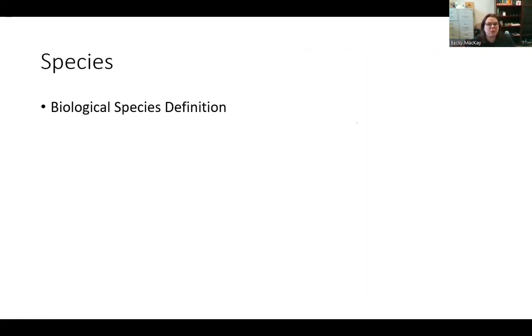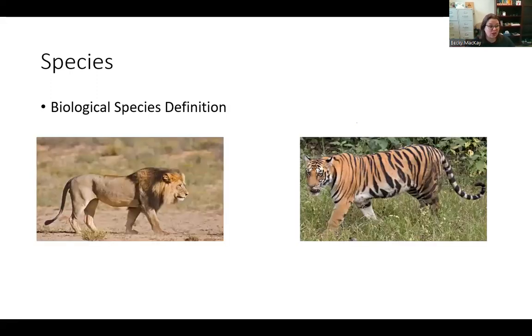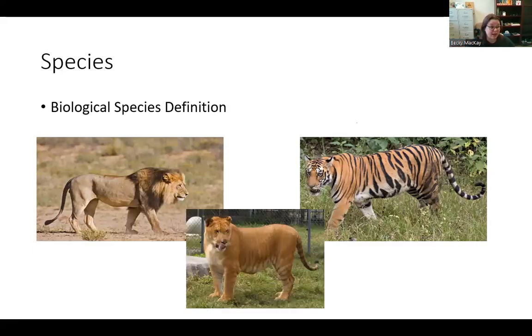So species, what does that mean? The most common definition of species that's given is what we call the biological species definition. That is where you have 2 individuals that can mate and reproduce and their young are viable, then they are the same species. Otherwise, they are not. And by viable, I mean that they can have babies. So one example of this would be a lion and a tiger. They're considered 2 different species. They can mate. They can have a liger.